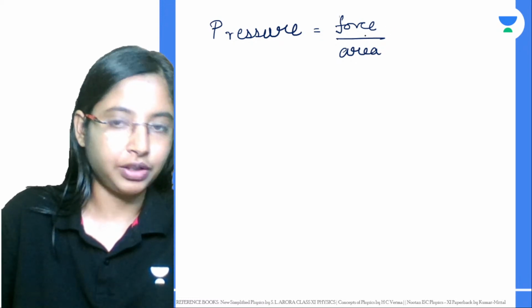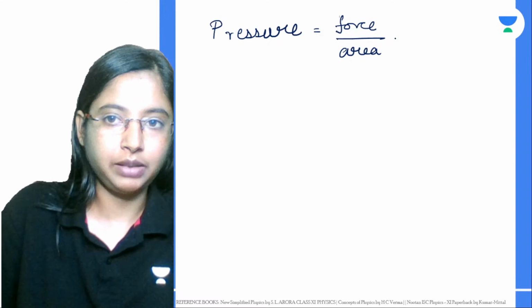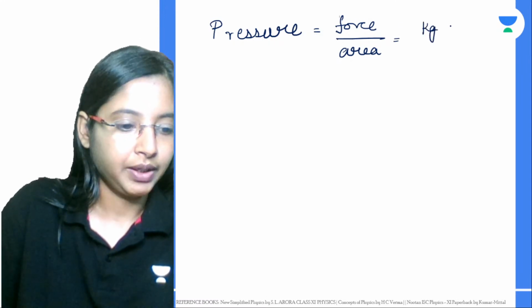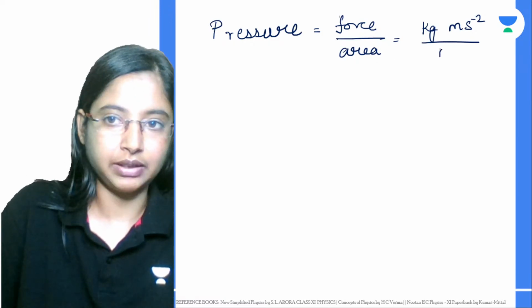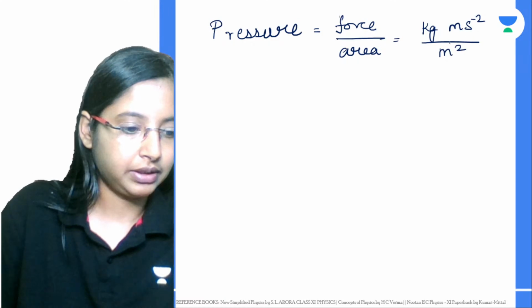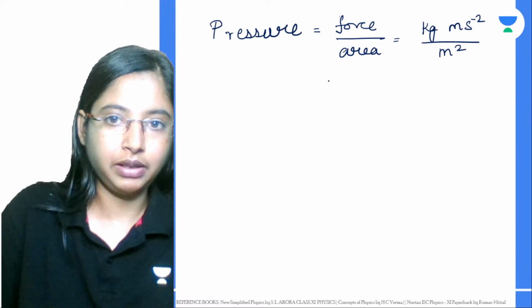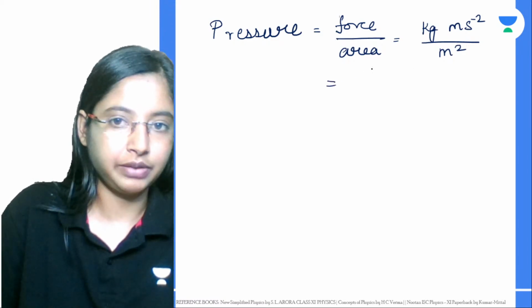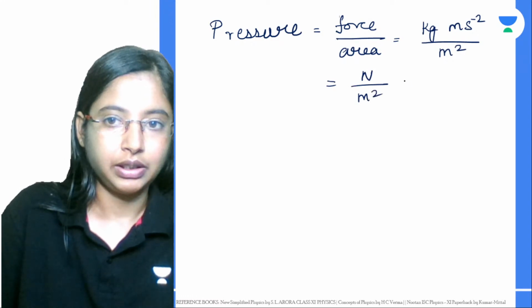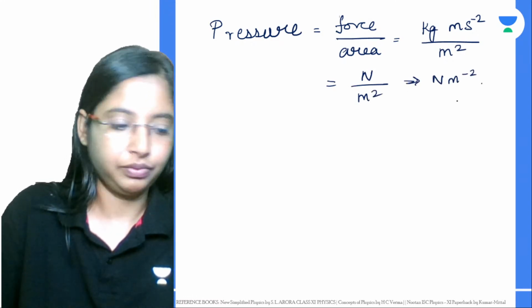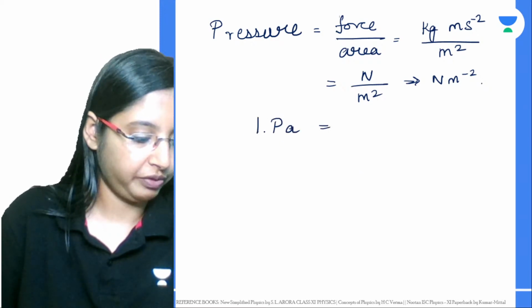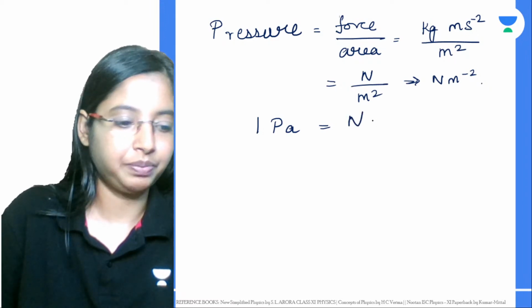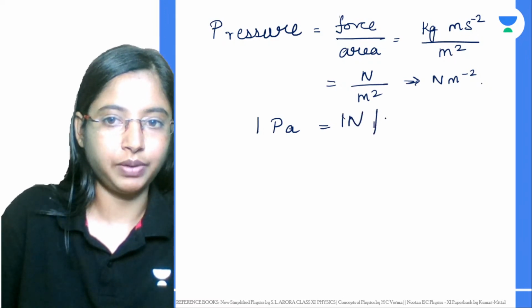So the unit of pressure would be, for force, kilogram meter per second square, divided by area. Area we give in terms of meter square, correct? So this is kilogram meter per second square, which is nothing but Newton per meter square. So we can give this as N m inverse 2. The short form for Pascal is Pa, and 1 Pascal is equal to 1 Newton per meter square.